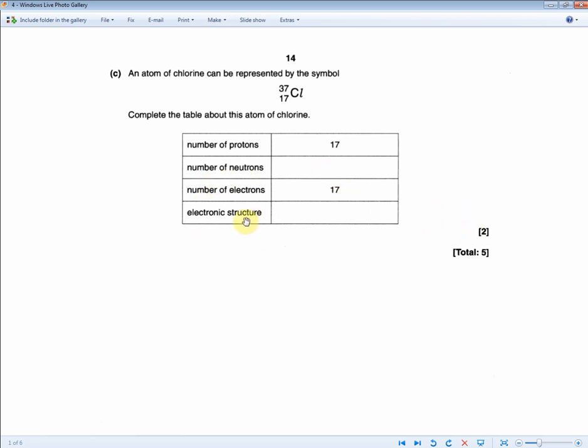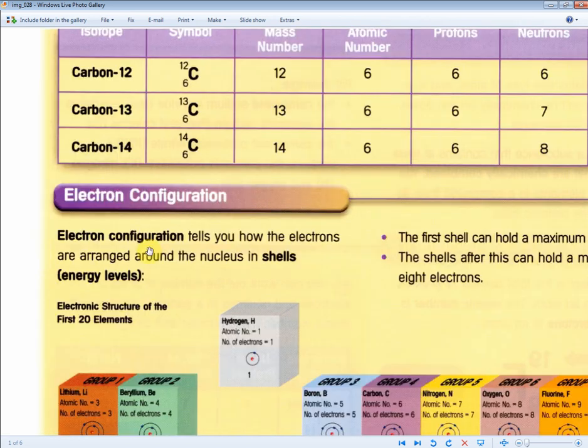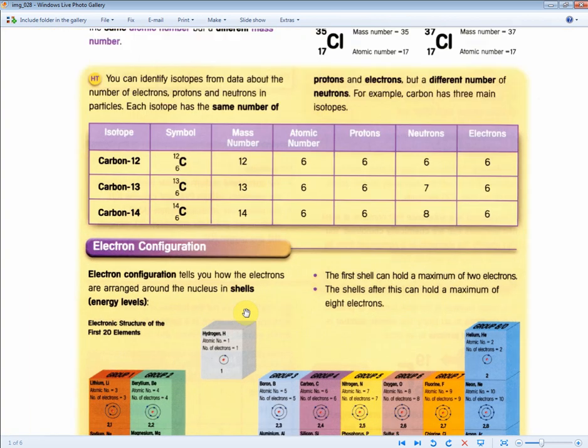So when you're being asked about the electronic structure, you need to know what that's about. That's basically a special way to write the number of electrons that the atom has. So with the aid of the revision guide over here under electronic configuration, we are told that electronic configuration tells you how the electrons are arranged around the nucleus in shells, also known as energy levels. The first shell can hold a maximum of 2 electrons, and every shell after that holds a maximum of 8 electrons. So that's basically everything you need to know. So the first number will be 2, and the second number will be 8, third number 8, fourth number 8, but depending on how many electrons there are.